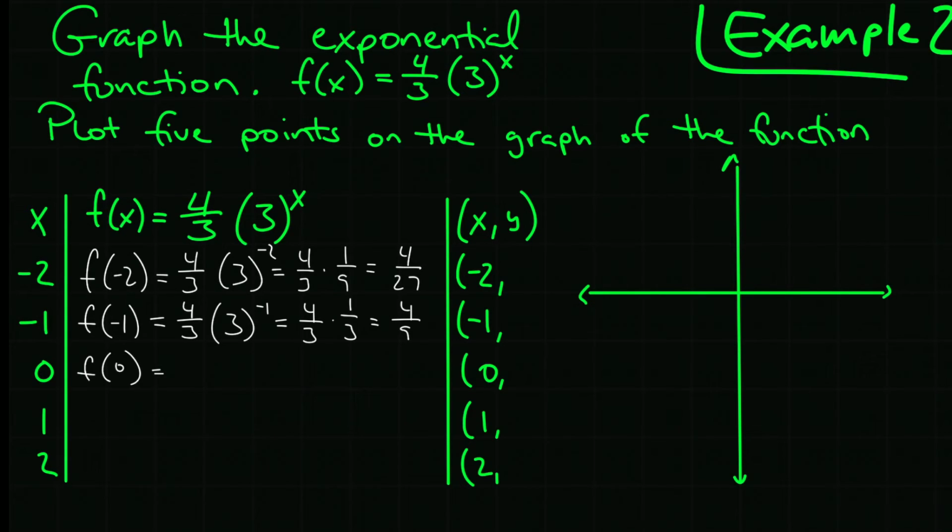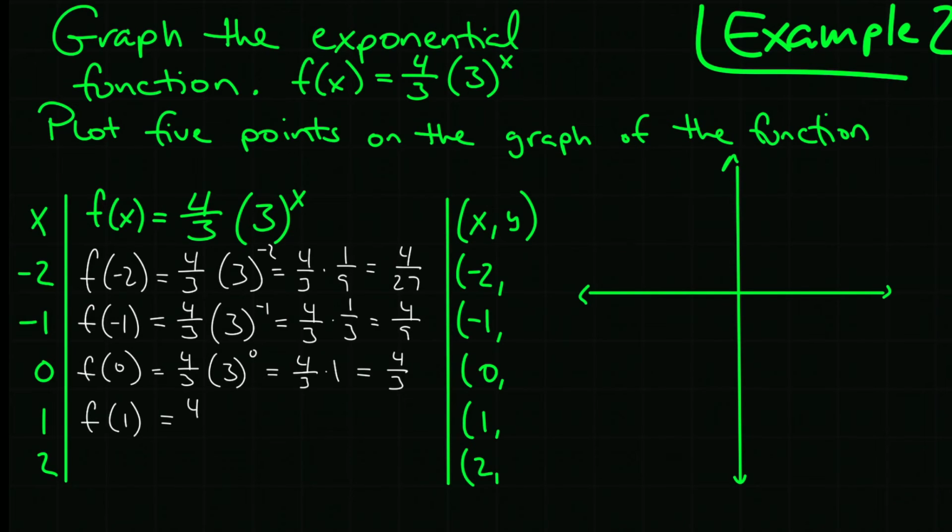We have f of 0, so x equals 0, so we have 4/3 times 3 to the 0 power. Anything to the 0 power is just 1, so it's really 4/3 times 1, which is going to be 4/3.